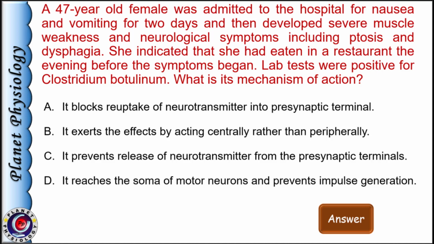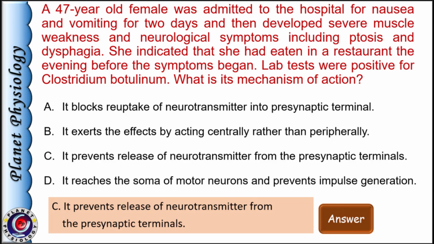Okay, lab test is positive for Clostridium botulinum and you are expected to answer its mechanism of action. So just now we have seen botulinum is a natural toxin causing paralysis and various forms of it act by different mechanisms, but in general they all prevent release of neurotransmitter at neuromuscular junction. Hence the option C is correct answer.